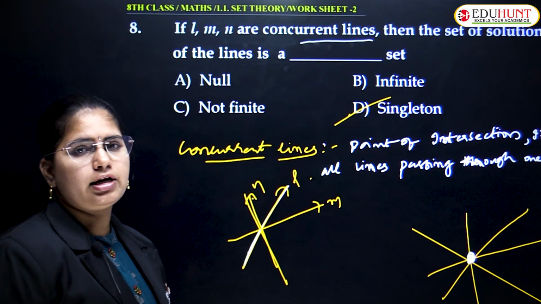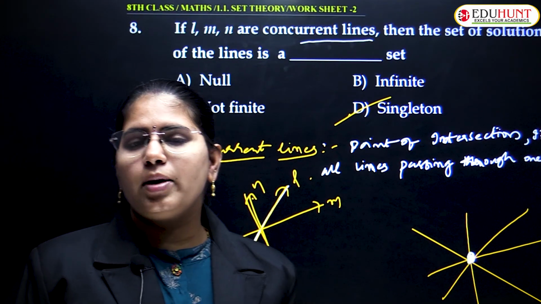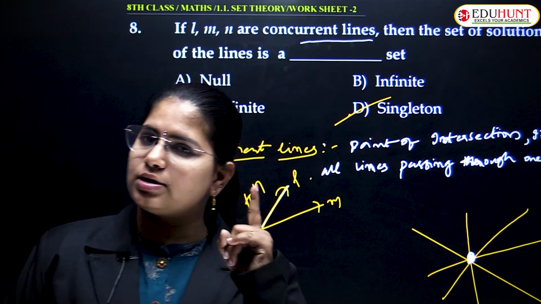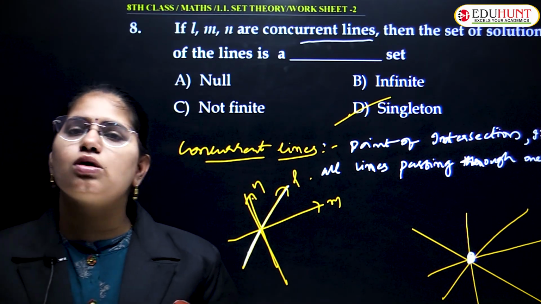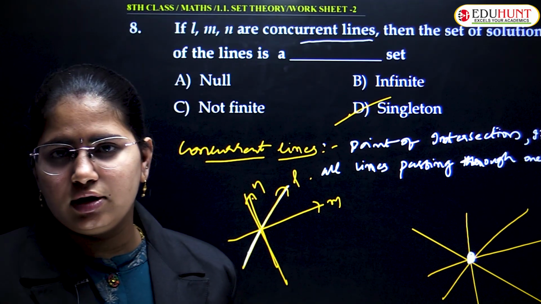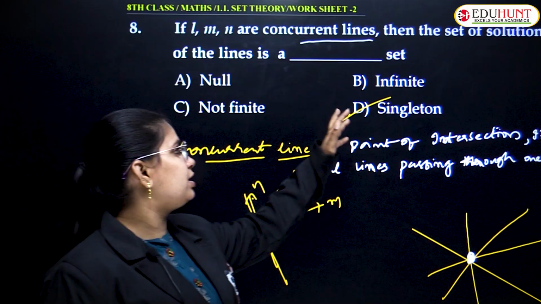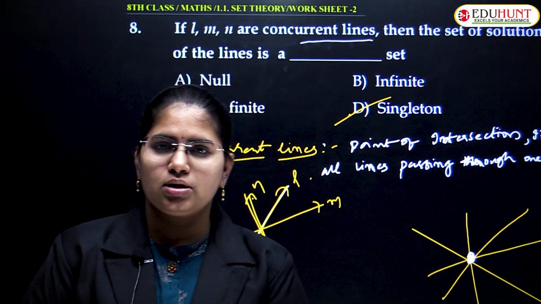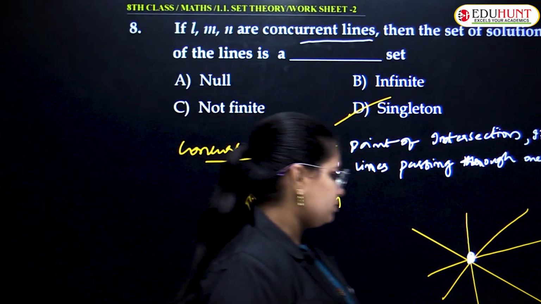Again I will repeat this statement. Concurrent lines are such type of lines that no matter how many lines you take, all the lines should pass through one single point. That single point will become a solution of those lines, right? So then we'll have a single point. That means it is a singleton set. I am clear with this. Can I get back to the next question? Chalo.